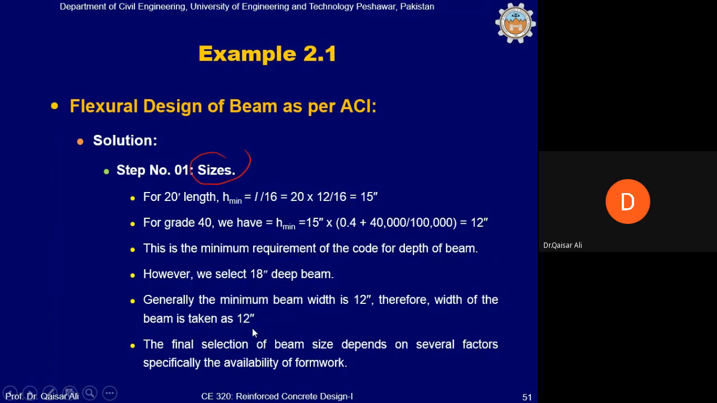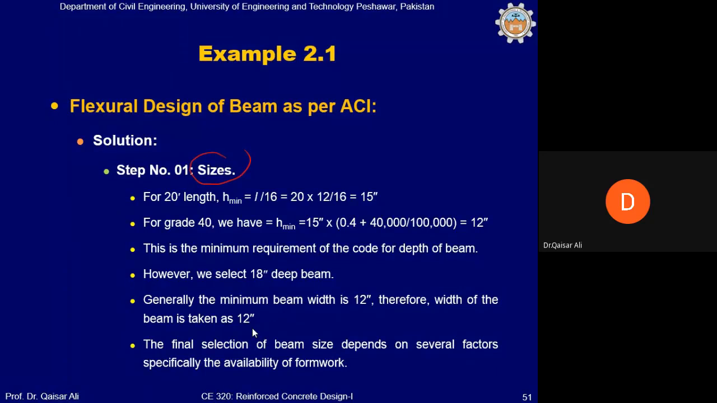There is no criteria of the code on the width of the beam. There is only one criteria, that the minimum width of the beam, in many situations, shall be taken as 12 inch. So 12 inch you should take as a minimum width of the beam, and over and above this you can take 15 inch, 18 inch, again depending on the availability of the formwork in the market.